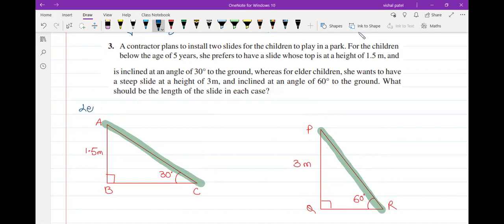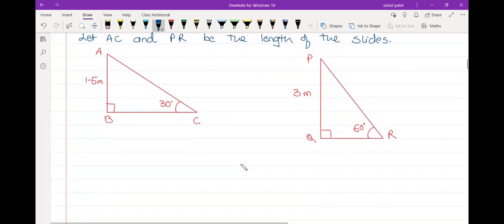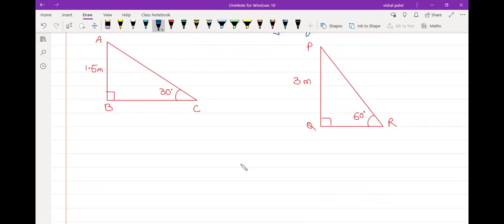So what I'm writing, let AC and PR be the length of the slides. Okay, and the question is that you have to find out the length of each slide. So again, what I'm going to do is I'm going to do both the calculations side by side.